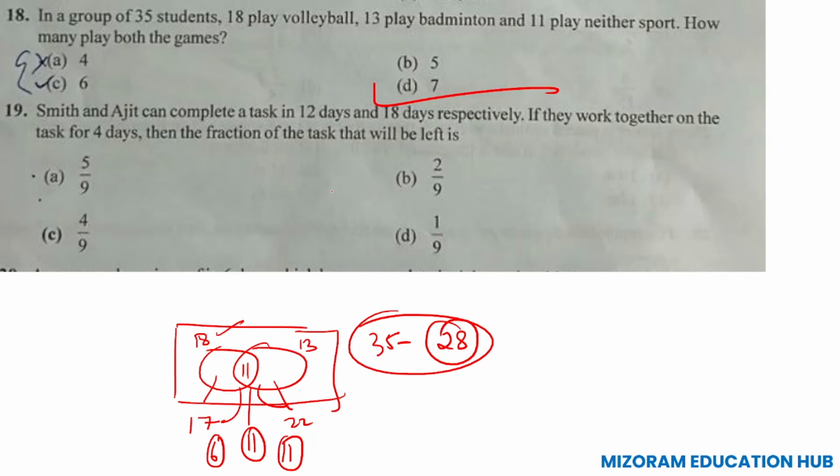Question number 19. Smith and Ajit can complete a task in 12 days. Okay, 12 days and 18 days to complete. So total work will be 36 and efficiency will be 3 and 2.